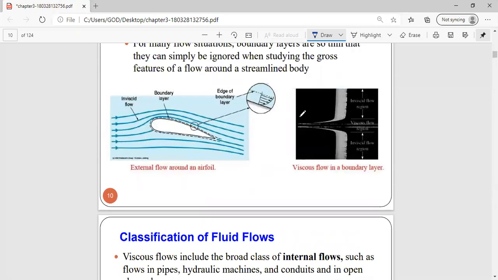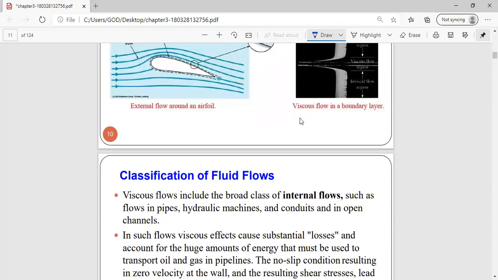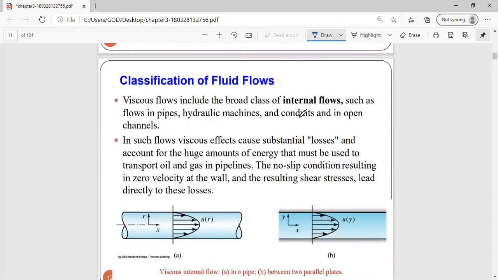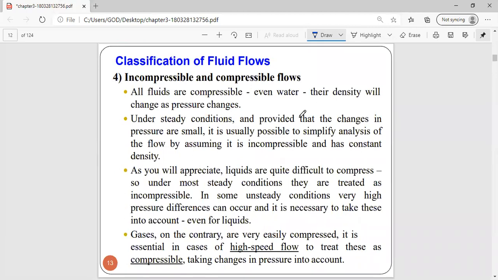About this I'll come back later, after some time. About this also, after some time, I'll come back. And there are two more flows. Actually, there are 6 types in total. I'll discuss them at the end while writing a total summary of this.